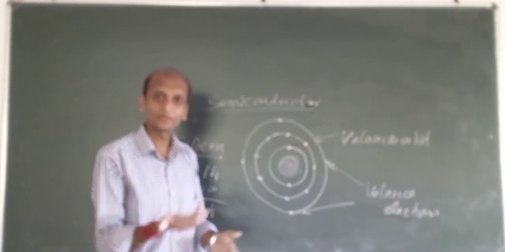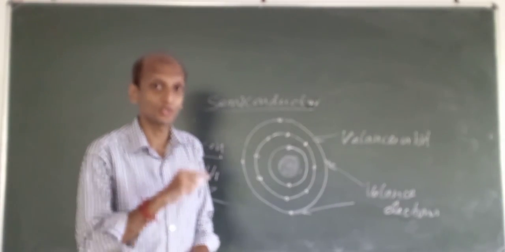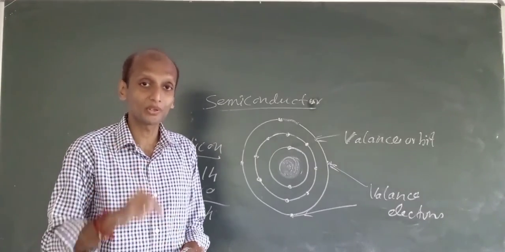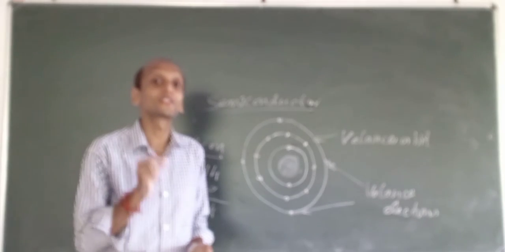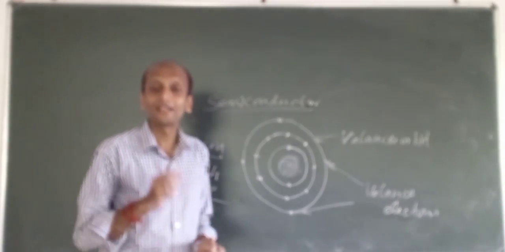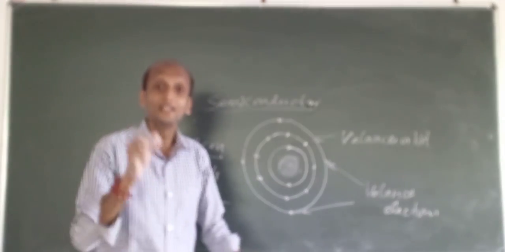So valence electrons means the electrons on the outermost orbit. Why do we always talk about valence electrons? Because valence electrons are the electrons which move from one atom into another atom, because these make the current flow.